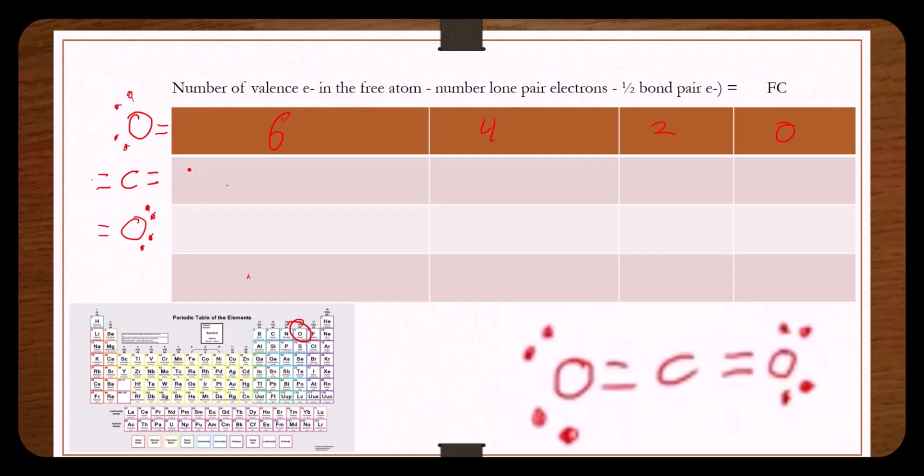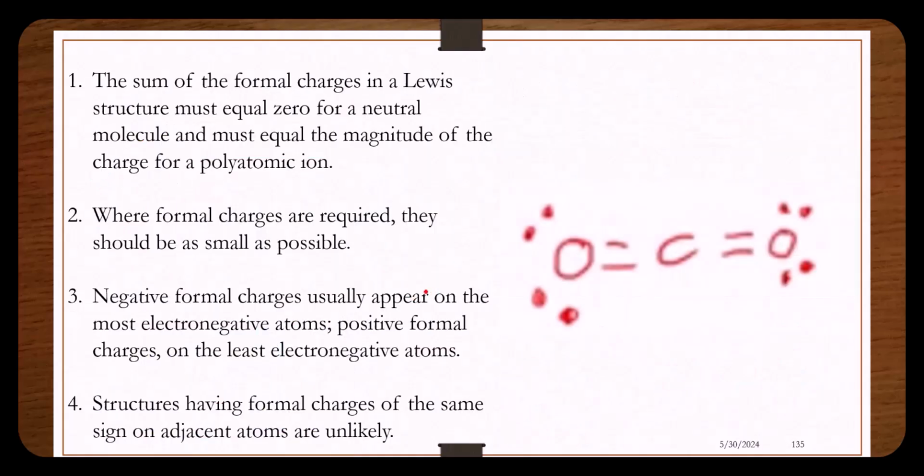With carbon, carbon is in the 4th group, which would give us 4 valence electrons for a free atom. There are no lone pair electrons, and there are 4 bonds, which would give us 8 valence electrons total, and we get half of those, so that would be 4. And 4 minus 0 minus 4 would be 0. And this oxygen is essentially the same as the oxygen on the top row, so I'm going to put 0 there. And we have 0 formal charges on all 3 atoms.